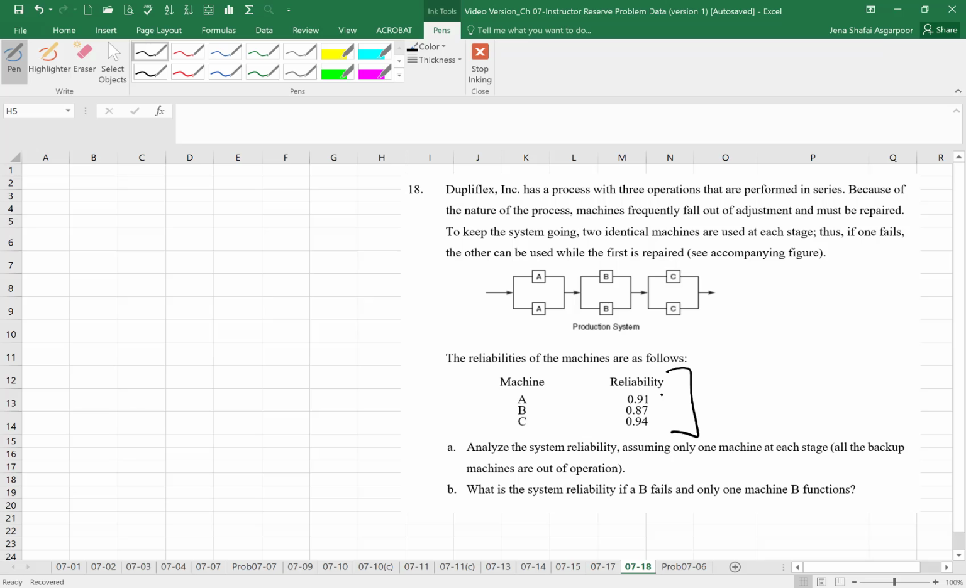Question 1 or A says analyze the system reliability assuming only one machine at each stage. So all the backups have failed. So this is simple. This is just 3 components in a series. So R of A, or reliability of A, times reliability of B times reliability of C.